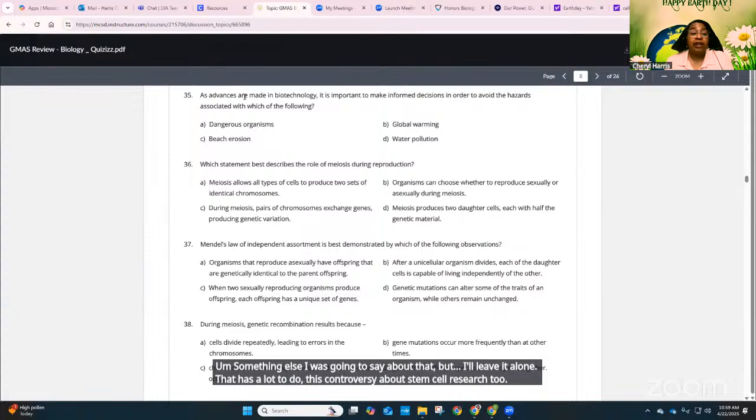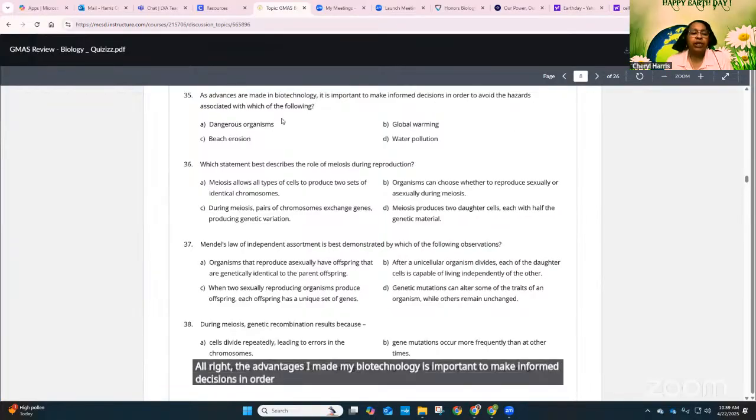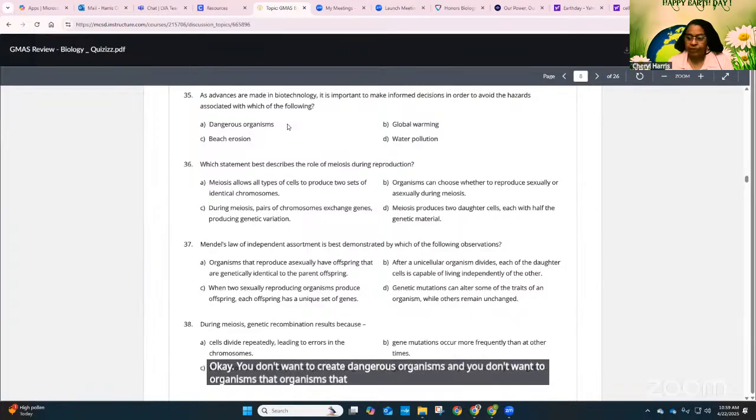All right, the advantages are made. Biotechnology is important to make informed decisions in order to avoid hazards associated with which of the following? Dangerous organisms. Okay. You don't want to create dangerous organisms, and you don't want organisms that have adverse effects.